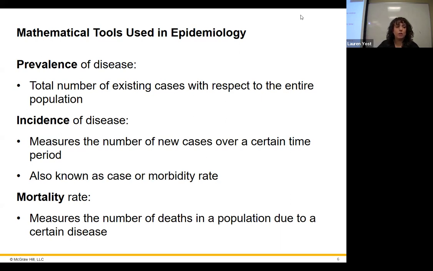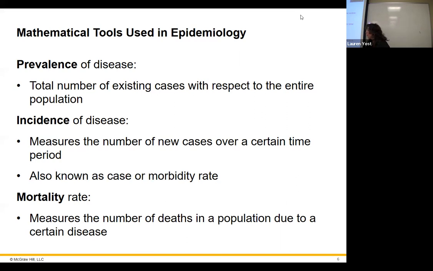Prevalence of disease. Prevalence is going to be the total number with respect to the entire population. Then we have incidence. I usually try to think of incidence as new cases over a certain time period, so clearly a shorter, smaller look at something. I think of an incident as a small individual thing, whereas something being prevalent is a bigger idea. That's how I remember the difference. Prevalence is total; incidence is cases in a certain time period, like how many cases popped up in the past month. That's incidence.